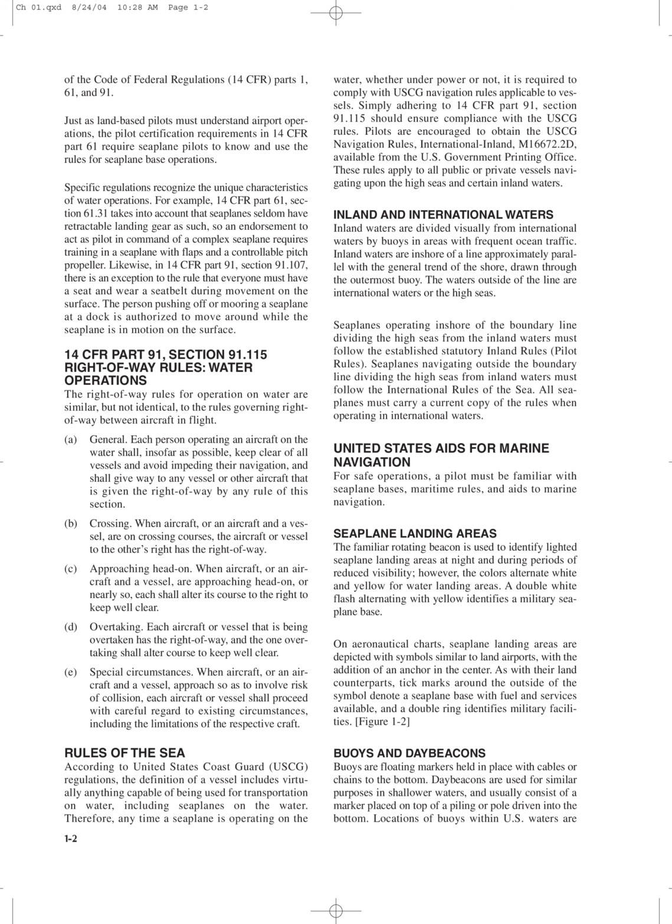Pilots are encouraged to obtain the USCG navigation rules, International Inland, M16672.2d, available from the U.S. Government Printing Office. These rules apply to all public or private vessels navigating upon the high seas and certain inland waters. Inland and international waters. Inland waters are divided visually from international waters by buoys in areas with frequent ocean traffic. Inland waters are inshore of a line approximately parallel with the general trend of the shore, drawn through the outermost buoy. The waters outside of the line are international waters or the high seas.